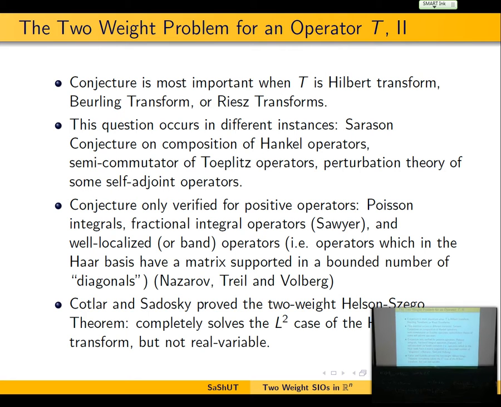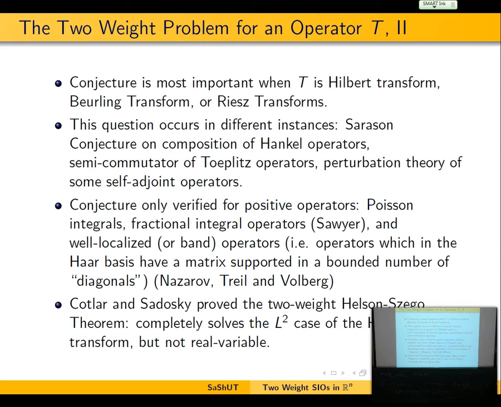Beurling transform or Riesz transforms, it's not known. And this type of question occurs in different instances. For example, the Sarason conjecture on composition of Hankel operators. Well, and in other contexts in which I am by far not an expert. But anyway, here I was explaining a little bit more how it's known for Poisson integrals, fractional integral operators, and the dyadic case, well-localized or band operators by NTV.